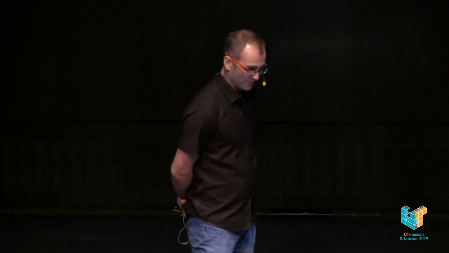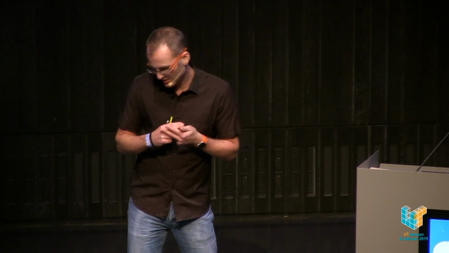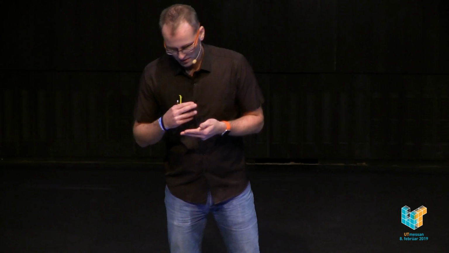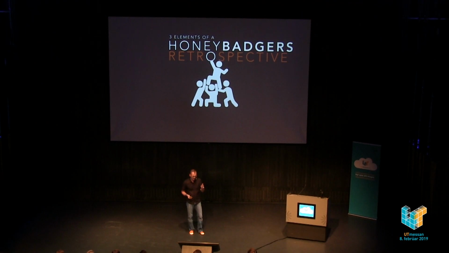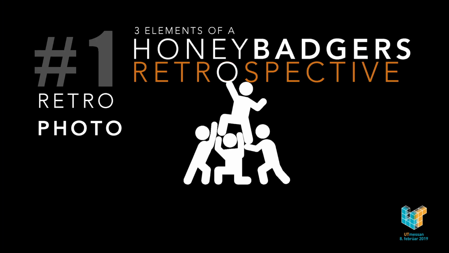So, first of all, I want to talk about 3 things, the 3 basic elements of a Honey Badger retrospective. And this is kind of the beginning of this talk. This is how it was in the start. These are the elements that work, the basic elements that we need to have in all retrospectives. So 1, retro photo. I would take a photo of all retros. That's me. For those of you who work with me, that's me, sorry. I take photos.